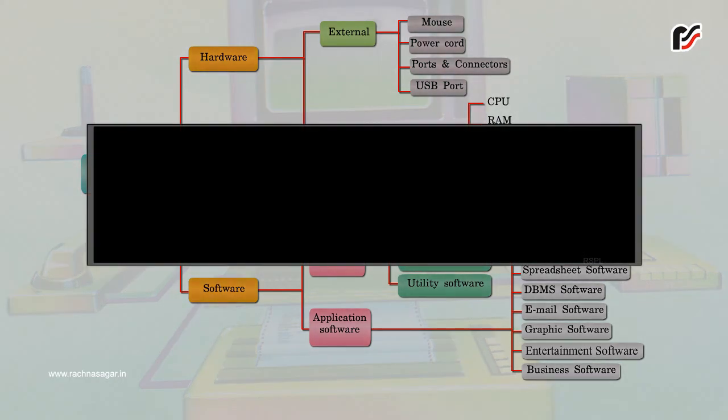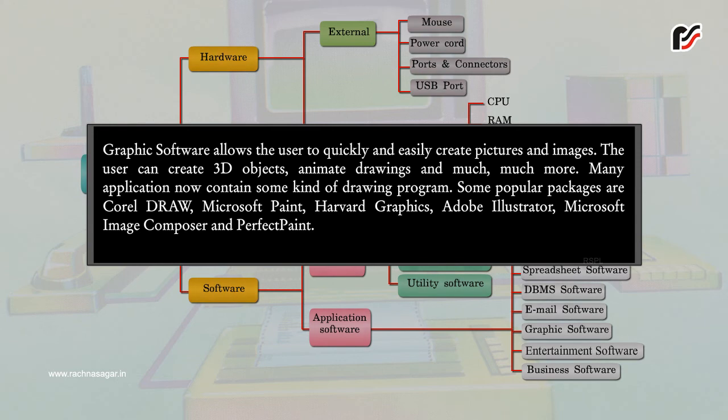Graphic software. Graphic software allows the user to quickly and easily create pictures and images. The user can create 3D objects, animate drawings, and much more. Many applications now contain some kind of drawing program. Some popular packages are CorelDRAW, Microsoft Paint, Harvard Graphics, Adobe Illustrator, Microsoft Image Composer, and Perfect Paint.